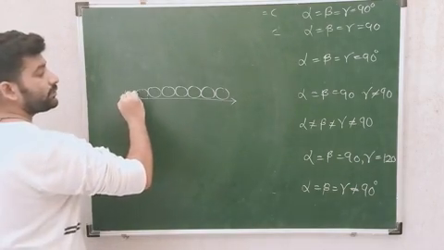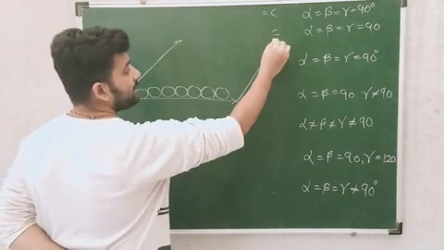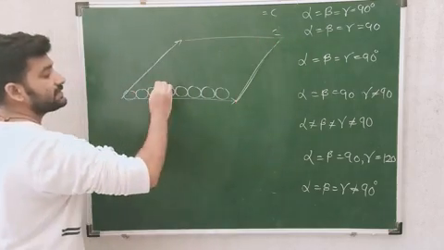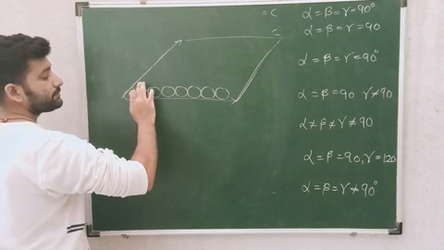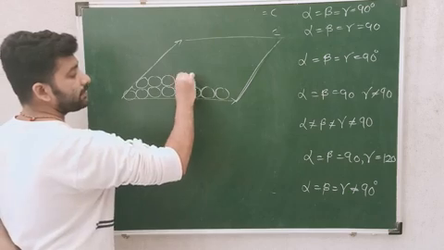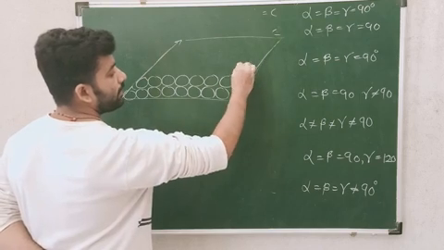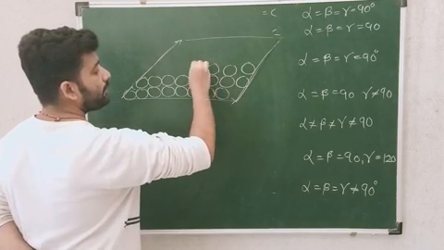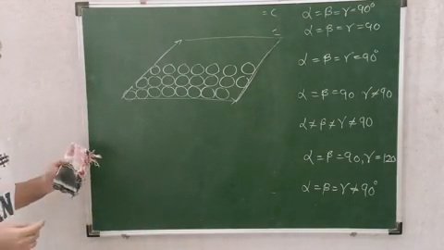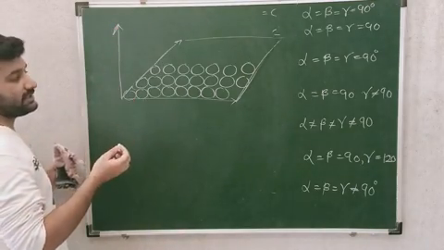Now I will have 2 dimension AA type arrangement. 2 dimension AA type arrangement means what? If this is the surface, my atoms will be placed on one another. This is AA type 2 dimensional arrangement. And now there is AA type 3 dimensional arrangement.